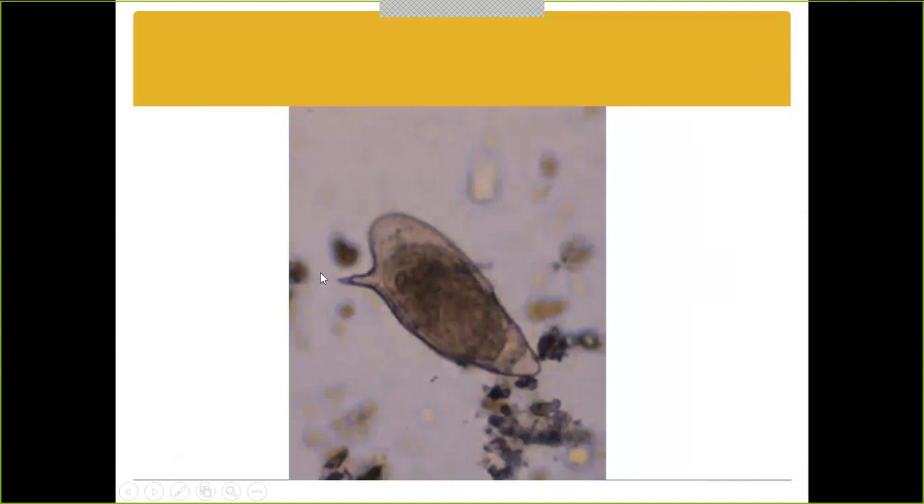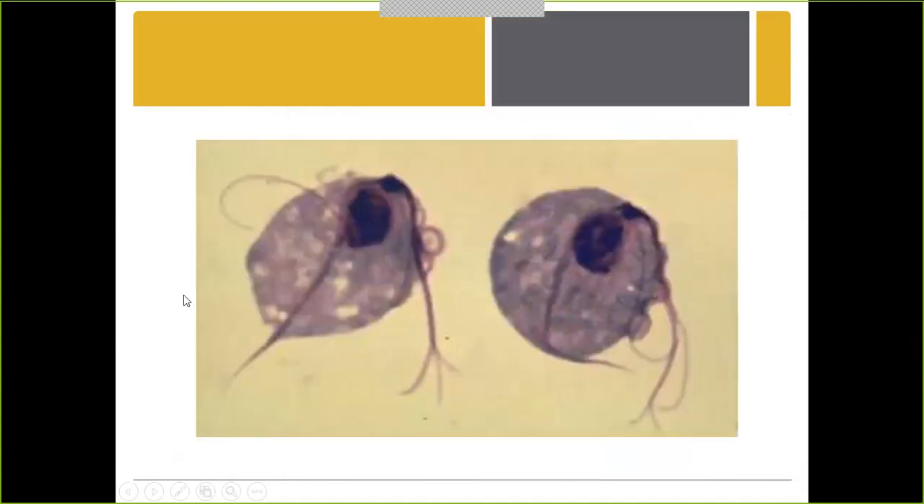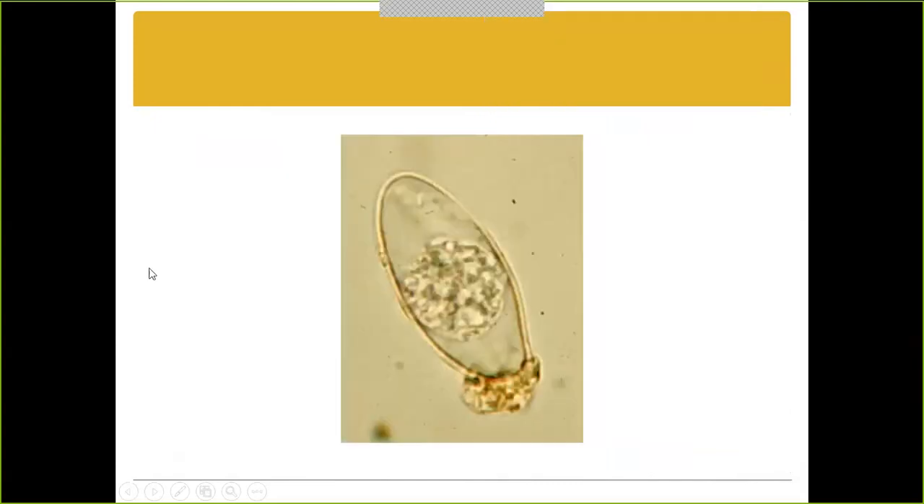Another Schistosoma. This is Schistosoma mansoni. It has the lateral or side spine. Again, Trichomonas with that undulating membrane on the side. This is Isospora belli, contaminated water.